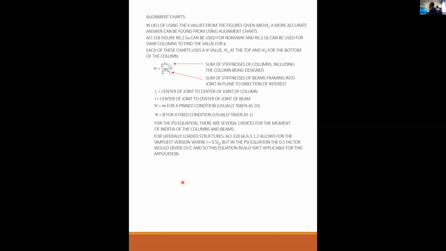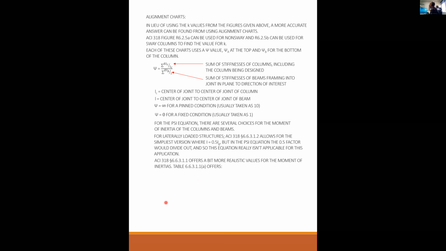For the psi equation, there are several choices for the moment of inertia of the columns and beams. For laterally supported structures, ACI 318 6.6.3.1.2 allows for the simplest version where I is equal to half of I gross. But in the psi equation, the half factor would divide out, and so this equation really isn't applicable for this application.